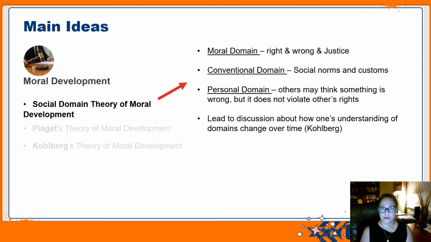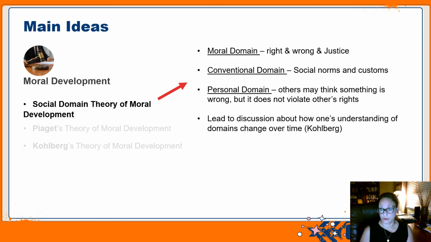So the social domain theory of moral development, three things. Moral domain, the notion that there is right and wrong and justice. The conventional domain, where there are social norms and customs. The personal domain, where others may think something is wrong, but it doesn't necessarily violate others' rights. I think the example they give in the book is how parents may be upset that a student gets a tattoo. And as you'll see, as you read through this, and as I've said before, it's the foundation for Kohlberg's theory, it leads to that discussion about how one's understanding of these domains change over time.